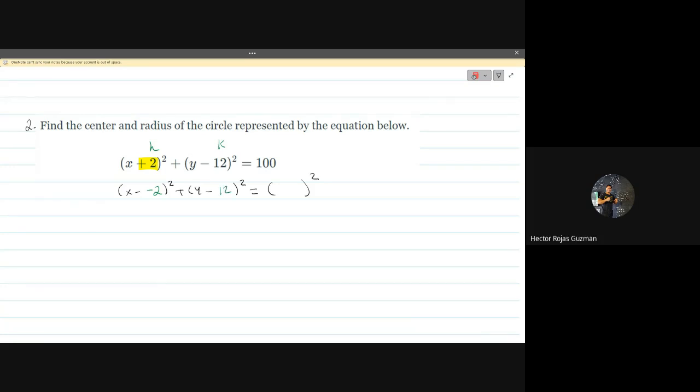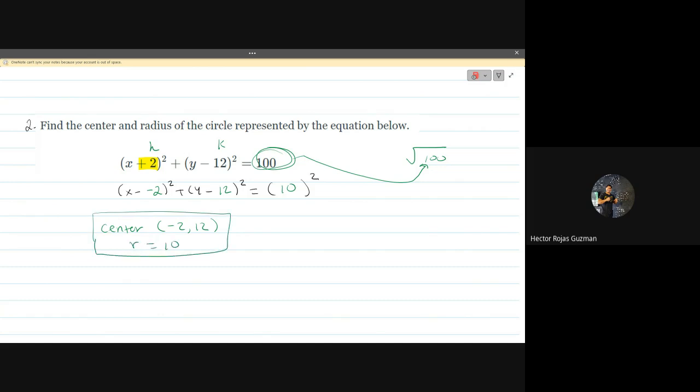Now the radius is not 100. That's the radius squared. If you want a quick way on how to figure out the radius, take out your calculator and take the square root of whatever number you have right here. So the square root of 100, that's going to be 10. So what's the center of the circle? The center of the circle is negative 2, 12, and the radius is 10.